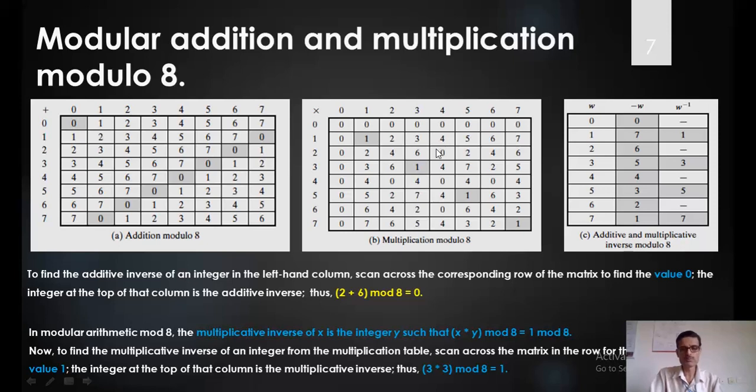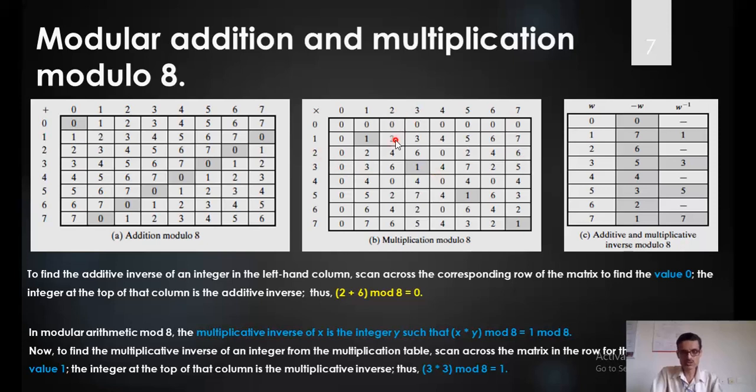Now, how to perform a multiplication under mod 8? Again, list all the numbers from 0 to 7, row wise and column wise. 0 into everything is 0 only, so this row and this column will be 0. 1 into say 5 is 5 only, so same number. 1 into 7 is 7 only.